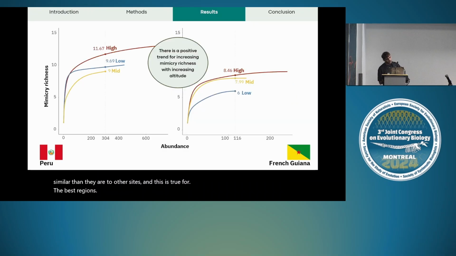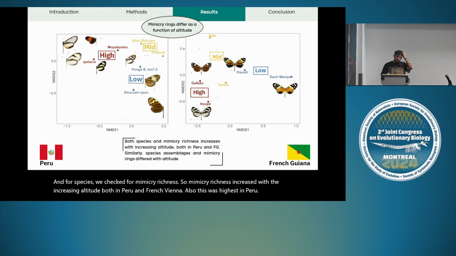And like for species, we checked for mimicry richness. Mimicry richness increased with increasing altitude, both in Peru and French Guiana, although it was highest in Peru. And again, like for species assemblages, mimetic communities differed as a function of altitude in both regions. Altitude had a positive effect on both species and mimetic richness and shaped the resulting community assemblages.